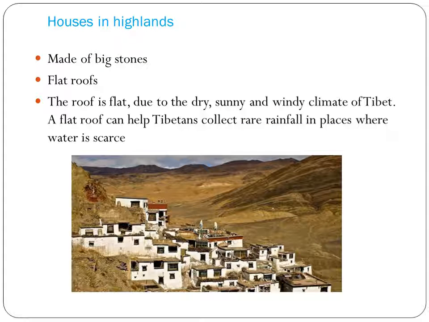In this slide, we'll be looking at what type of houses they have in highlands. As you can see from the picture, there is a cluster of houses with flat roofs and small windows, and these houses are all made of big stones, which is quite natural because that's the only thing they can find in their surrounding area, right? Because this is a mountainous region and they have lots of big stones.